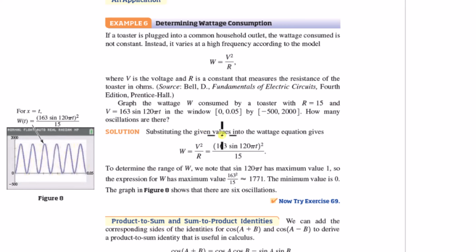Substituting the given values into the wattage equation gives, so there's the wattage equation. To determine the range of W, we note that sine of 120 pi t has maximum value of 1. Yeah, so the expression for W has maximum 163 squared divided by 15. The minimum value is 0 because usually the sinusoid goes from 1 to minus 1, but it's squared, so the minimum value is 0. Figure 8 shows that there are 6 oscillations.